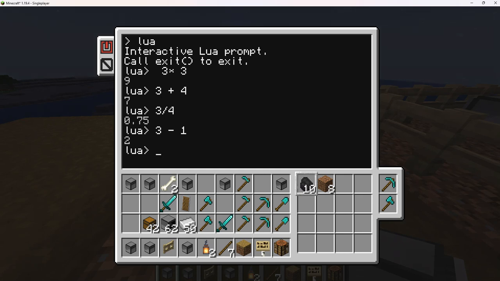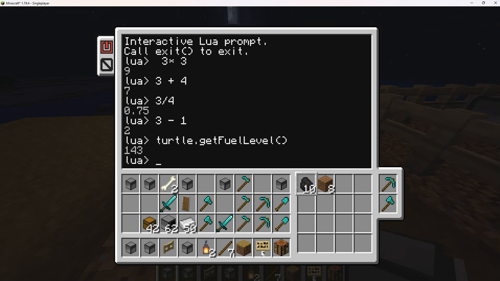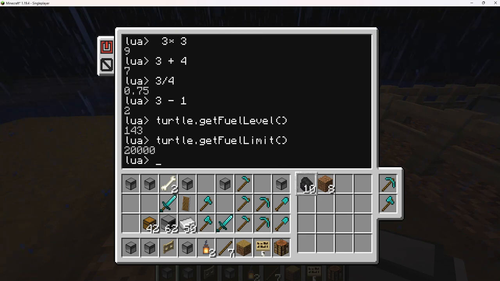But they're even more useful with things called variables. Variables hold information that can be manipulated in different ways. I'm going to show you two things. How do we get our current fuel level, and then how do we find the limit of how much fuel our robot can hold? So we're going to put two commands here. It's turtle.getFuelLevel, that tells us how much fuel we currently have, and then turtle.getFuelLimit, and we can have up to 20,000.